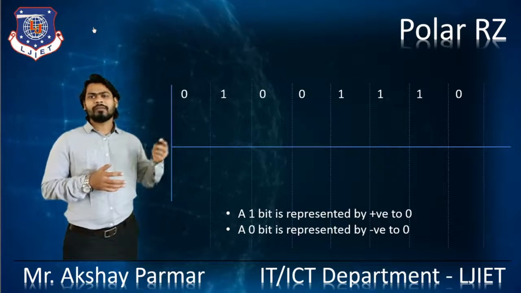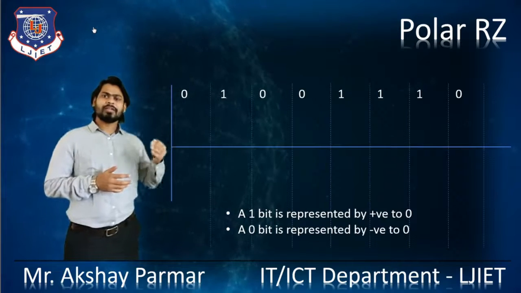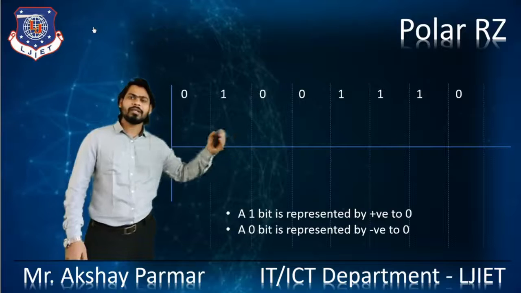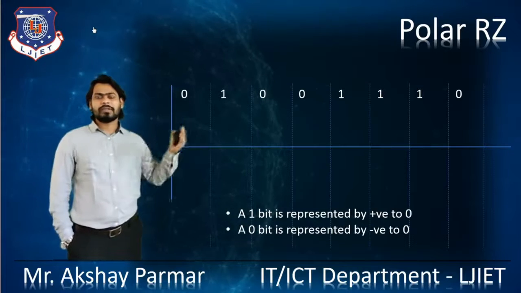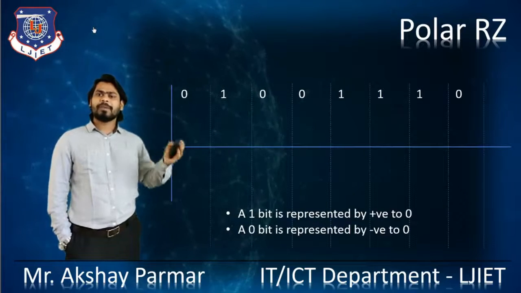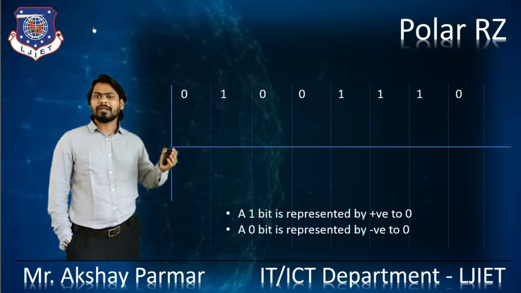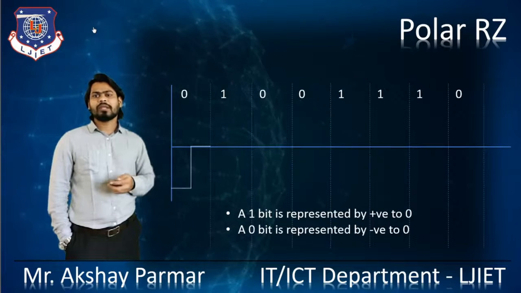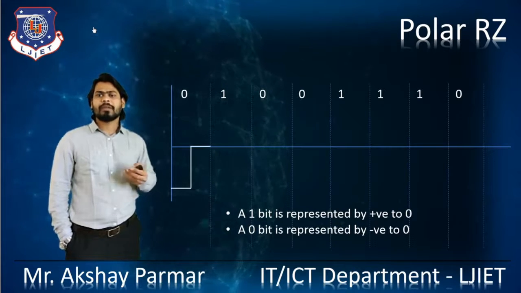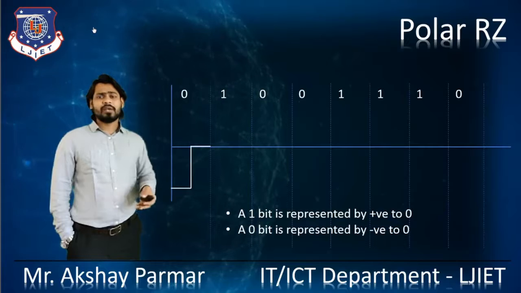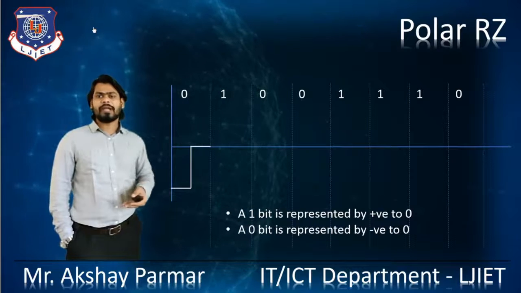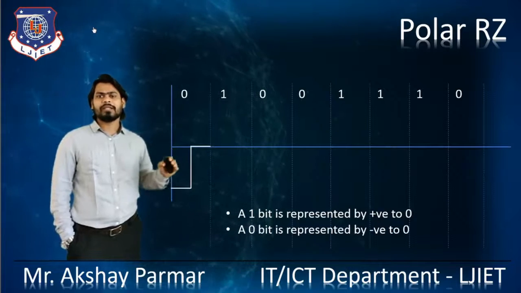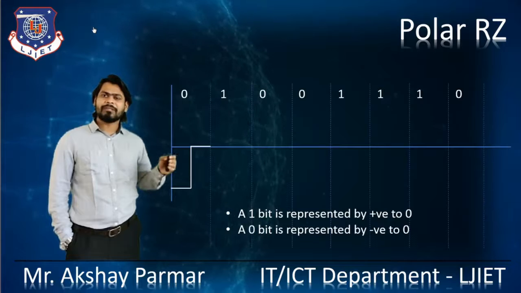So here the bit sequence is the same, 0 1 0 0 1 1 0, right? Initially the zero bit is there. To represent the zero bit, it will be represented by the negative voltage to the zero, right? So this is how you will represent the bit zero. Then again a zero is there, so to represent the zero, negative voltage to the zero voltage.